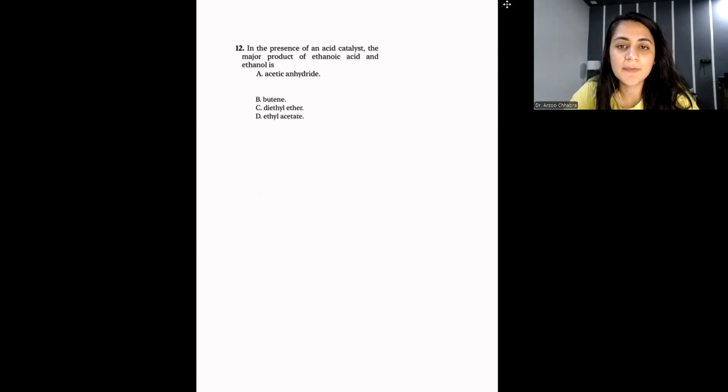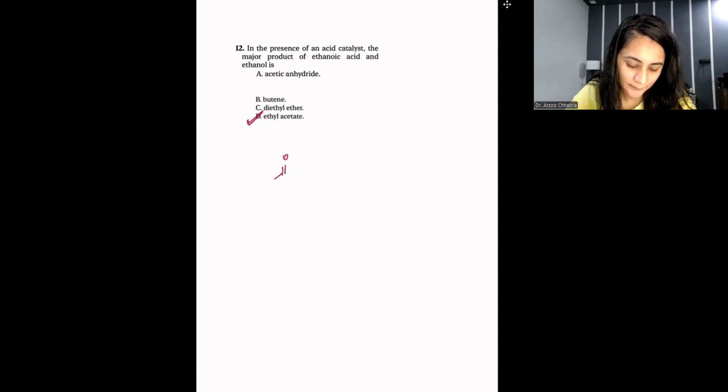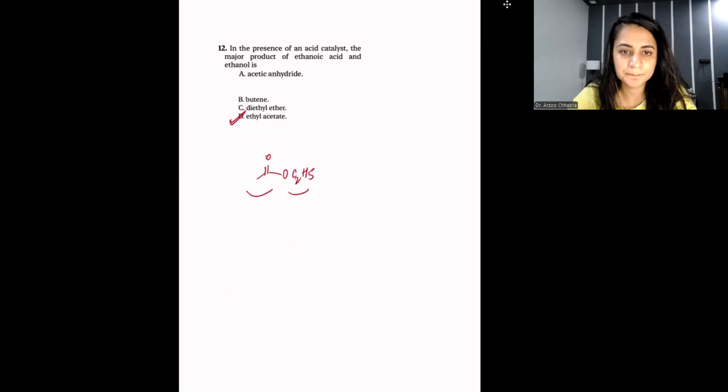In the presence of an acid catalyst, what is the major product of ethanoic acid and ethanol? Okay, that's an esterification reaction. So is the correct answer diethyl ether? Probably not. Ethyl acetate would be the correct answer. Ethyl acetate, from ethanoic acid and ethanol, is the correct answer for that problem.